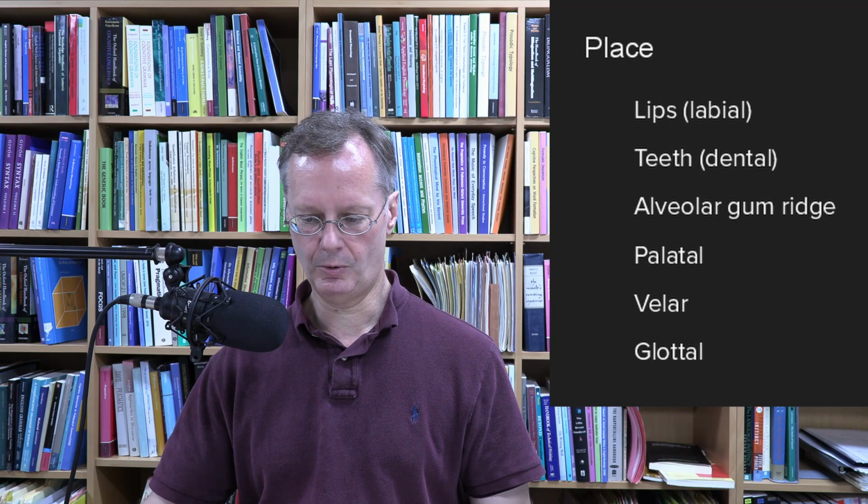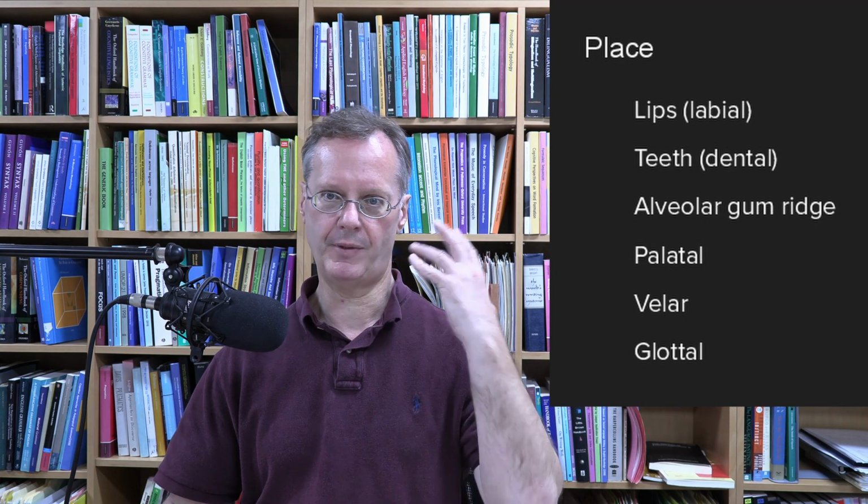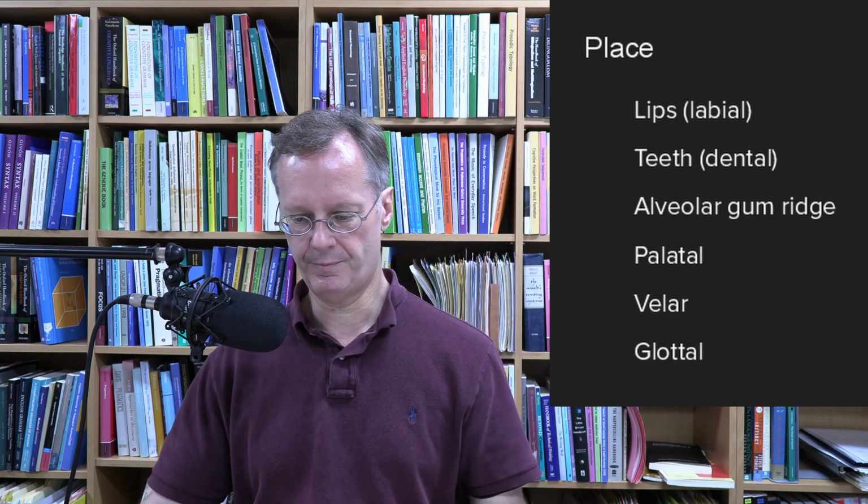Of course, the alveolar, as in the gum ridge. Palatal, the palatal area, the velar area, and a little bit of the glottal area. So let's go through, starting from the front part of the vocal tract.